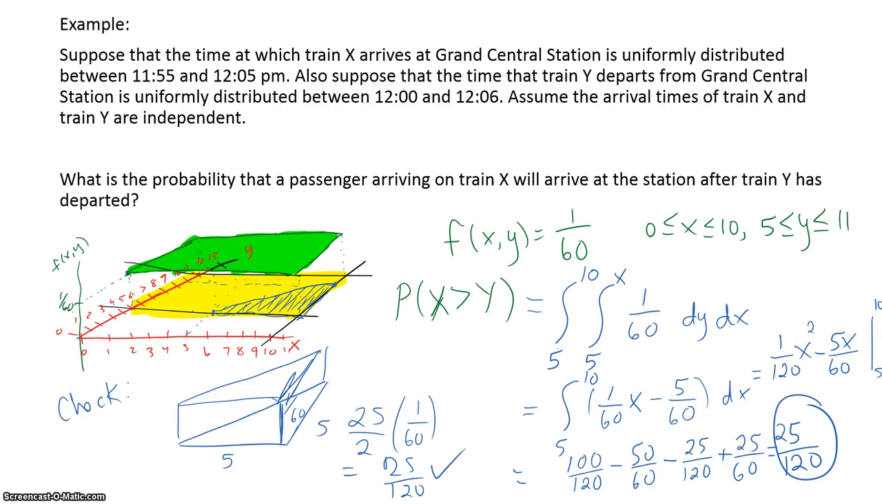Okay, so this shows us a little example of how we can start working with joint probability density functions to calculate probabilities. In the next video, we are going to start looking at marginal distributions and how to calculate means and variances of those marginal distributions. Then we will look at conditional distributions and how to calculate means and variances of those conditional distributions.